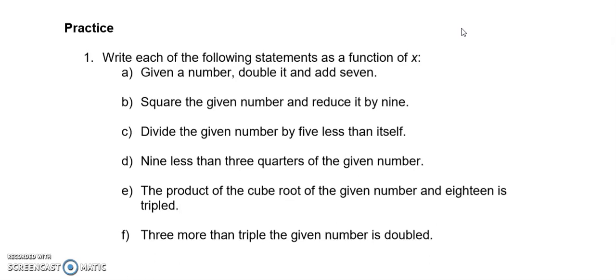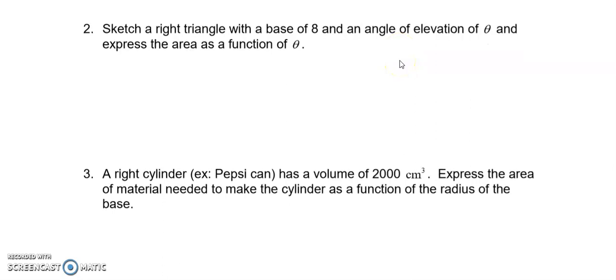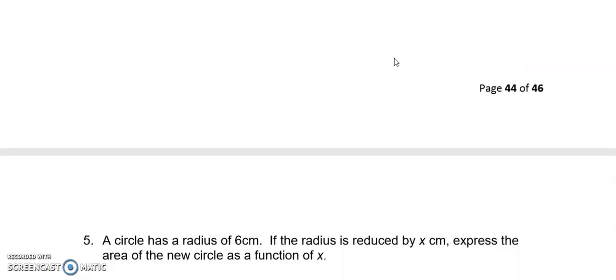So if you have a number, think of the number as x. You can always use x for the number. Double it and add 7 would just be something like 2x plus 7. Anyway, you try the others. I've only got about 30 seconds left. Then I'd like you to try numbers 2 right to the very end. So that's on page 44, 45, and 46.